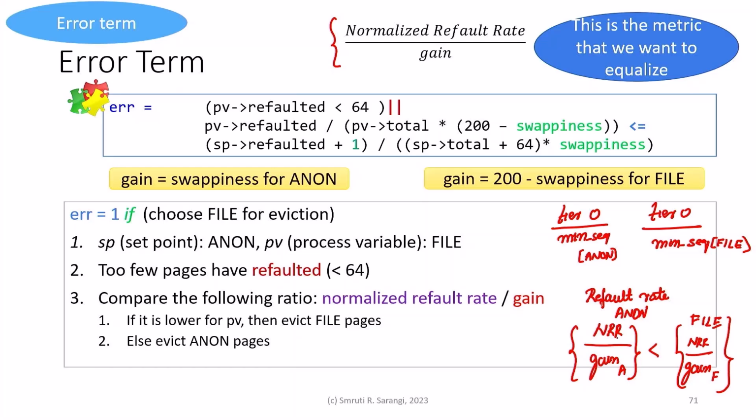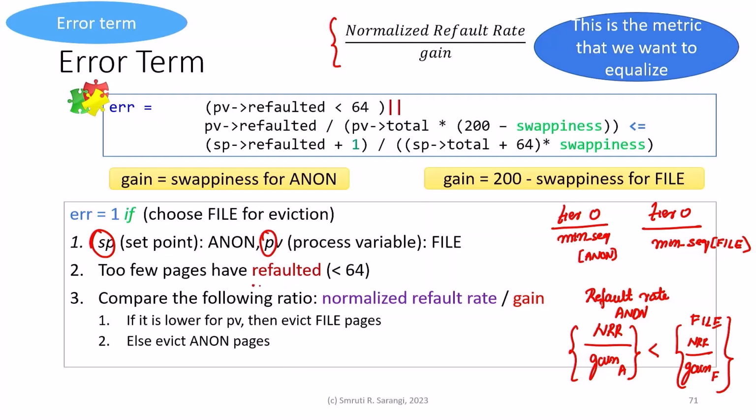This basically means NRR by gain of anon should be equal to NRR by gain of file. If one is less than the other, I'll choose the one that is lower for eviction such that the default rate increases and the ratios move towards equality. That is exactly what I'm doing. Some control theory terminology has been borrowed in the sense the set point is anon, the process variable is called file. So don't go into why it is named that way.